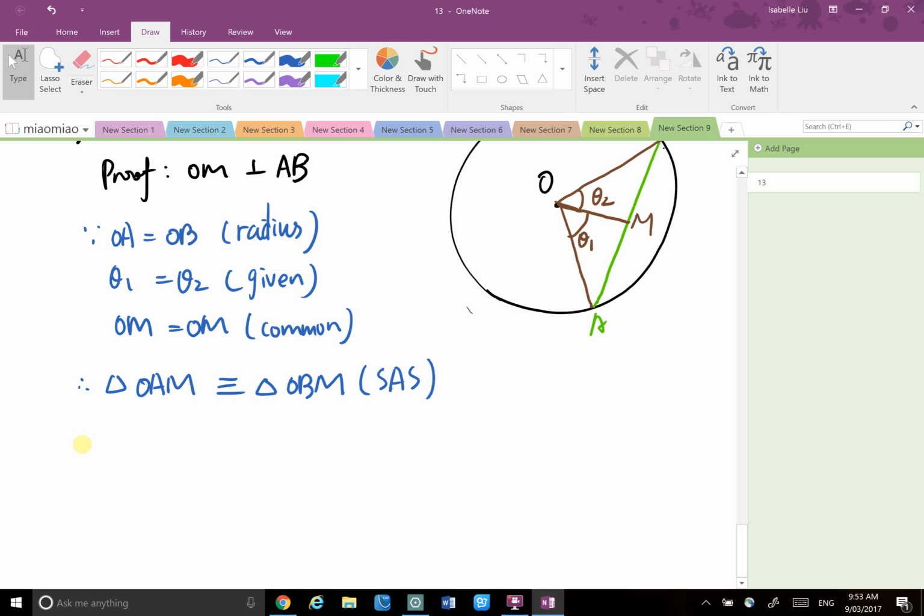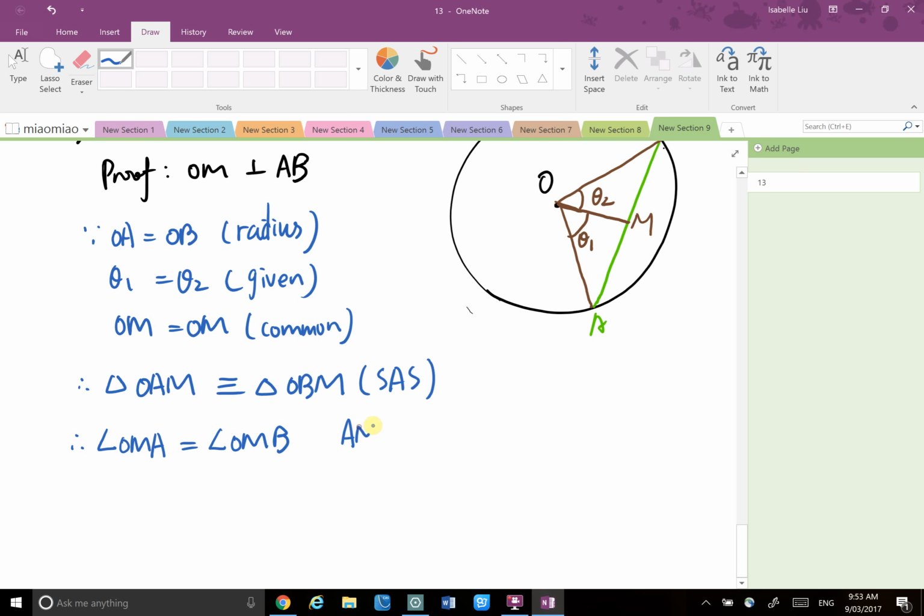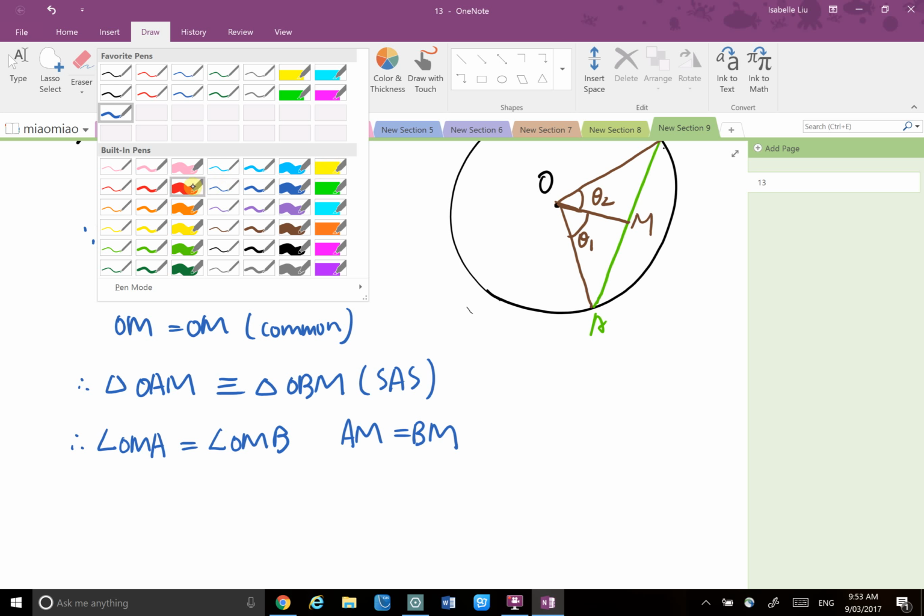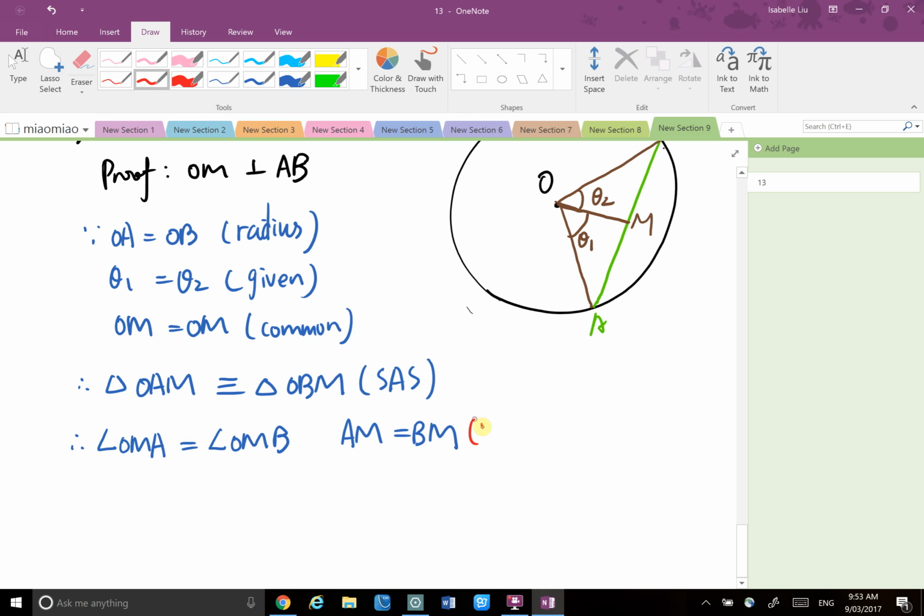Okay, now we can prove the other things. So the angle OMA equals the angle OMB. Also AM equals BM. This is not asked for either, but I can prove that they bisect. Not only perpendicular, it also bisects.